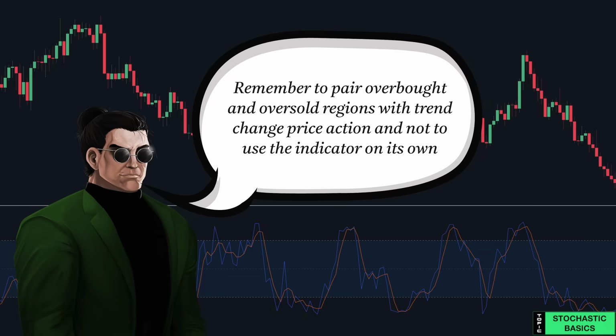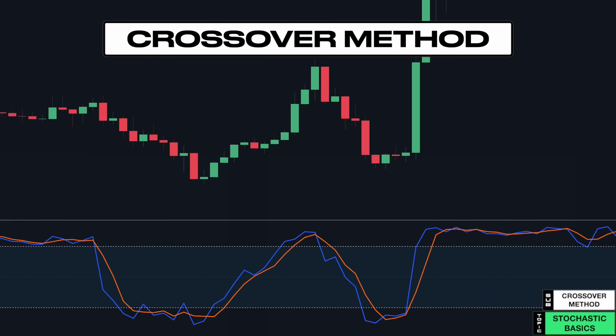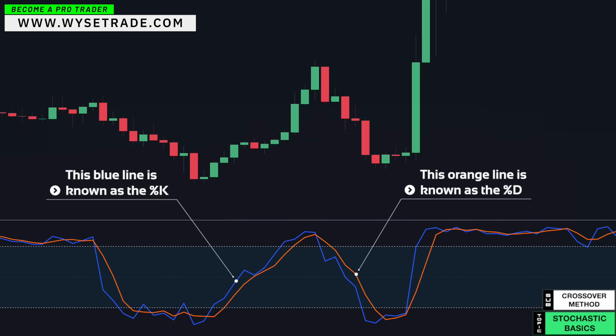Remember to pair the overbought and oversold regions with trend change price action and not to use it on its own. Now, another method to using the stochastic indicator is through the crossover method. The blue line here is known as the percentage K. This orange line here is known as the percentage D.